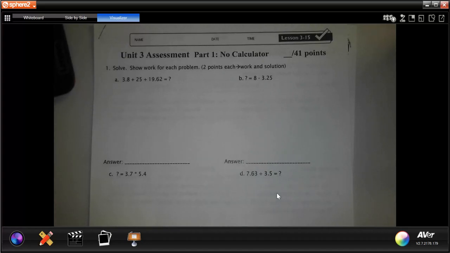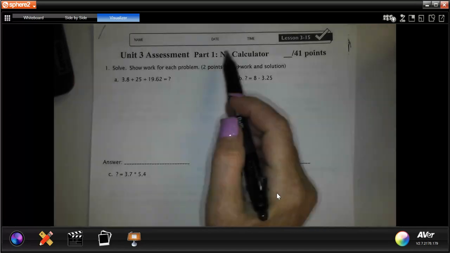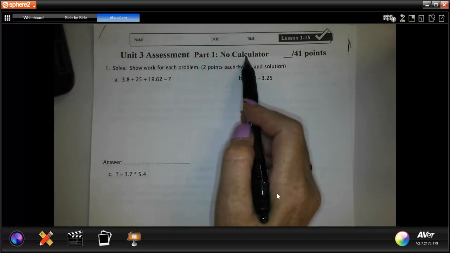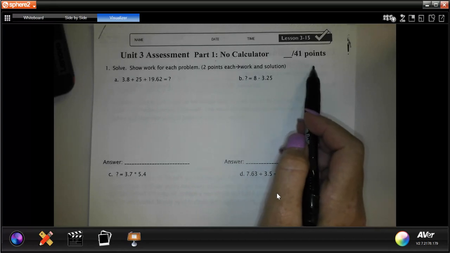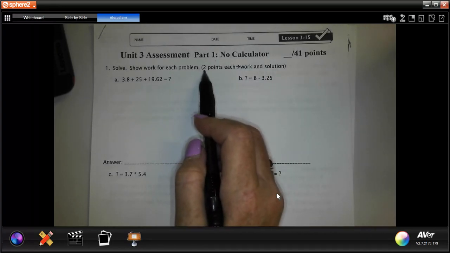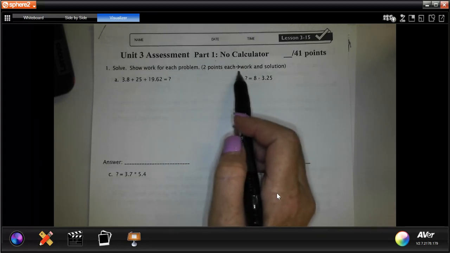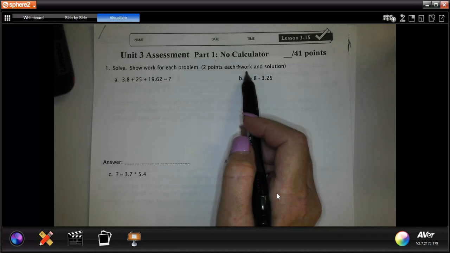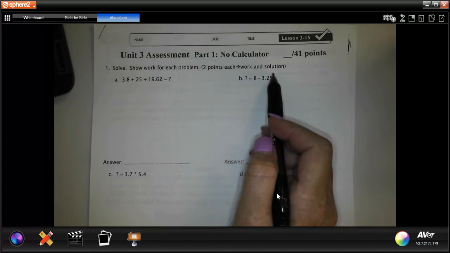This is the Unit 3 assessment. There are two parts to the test. The first part is no calculator. The entire test is worth 41 points. At the end of each question, you'll see how much each question is worth and what you're getting graded on, the work and solution for this question.